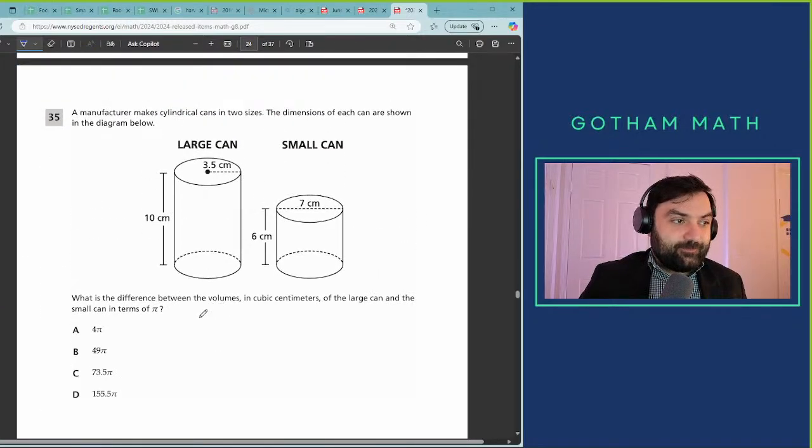All right, we're getting to something that's probably our level. A manufacturer makes cylindrical cans in two sizes. The dimensions of each can are shown in the diagram below. So we have these two. What is the difference between the volumes, in cubic centimeters, of the large can and the small can? So we need to find the difference. The difference means that we're going to have to find the volume of one, the volume of the other, and subtract them, because that's what difference is.